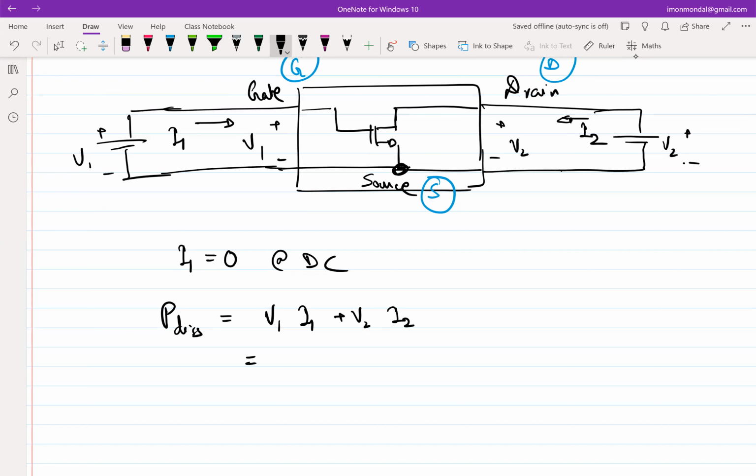V1 I1 is 0 because I1 is 0. So the power consumed is V2 I2. And can you comment on whether V2 I2 will be positive or negative? Negative means it's generating power. Positive means it's dissipating power, right? So is it drawing power or can it generate power? Can a MOSFET without any voltage source inside generate power? Nothing can, right? You need a voltage source.